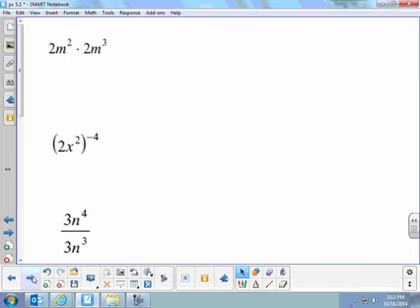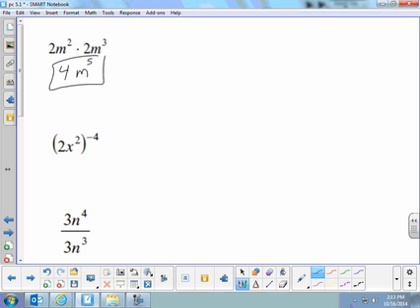Let's do some examples. Well, I have 2m squared times 2m cubed. The 2's are my coefficients, and you just multiply them like you normally would, so that's going to give me 4. My base is m, and I multiply, so you add your exponents. 2 plus 3 is 5. And that's going to be my final answer.